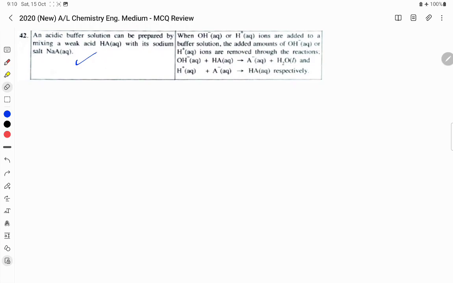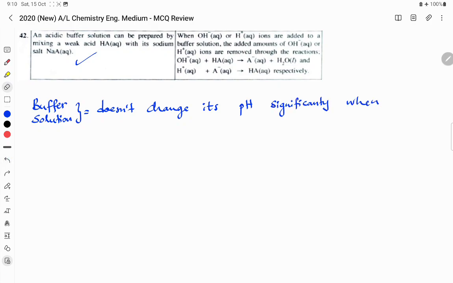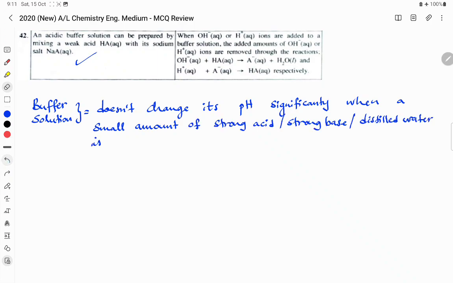A buffer solution is a solution which doesn't change its pH significantly on the addition of a small amount of a strong acid or a small amount of a strong base and a small amount of distilled water. Right, it doesn't change its pH significantly when a small amount of a strong acid or a strong base or distilled water is added.